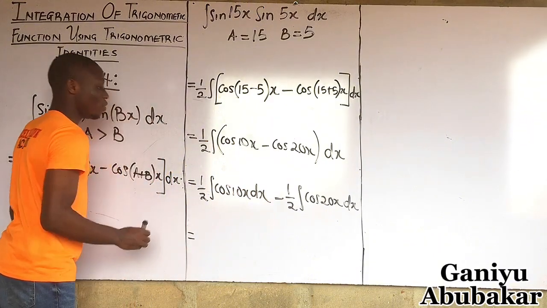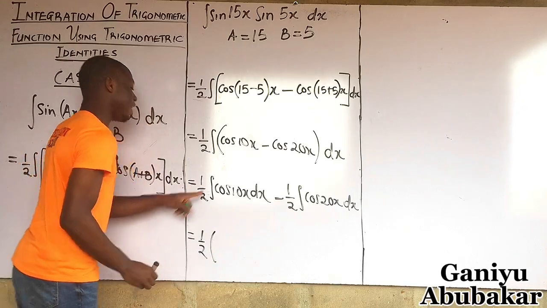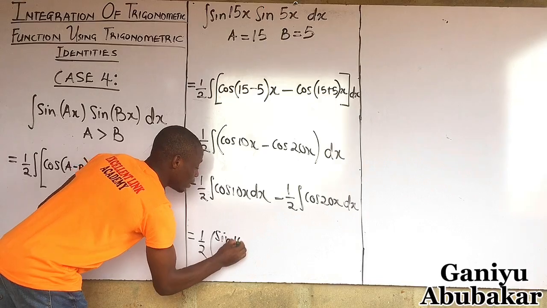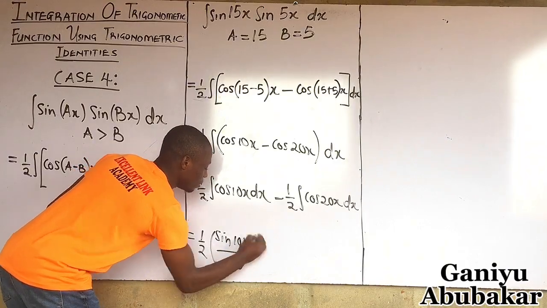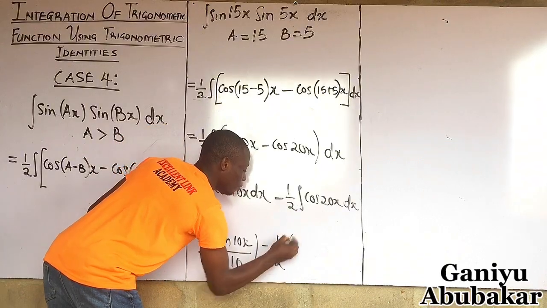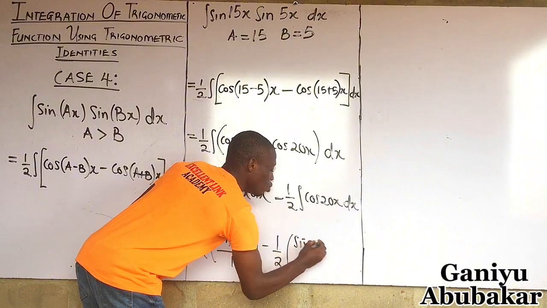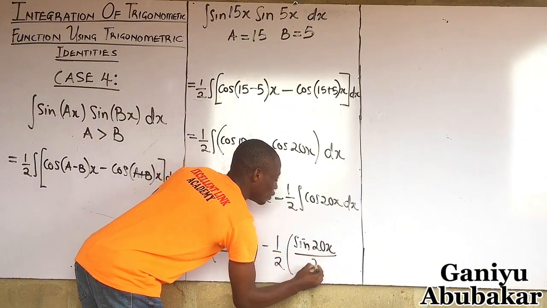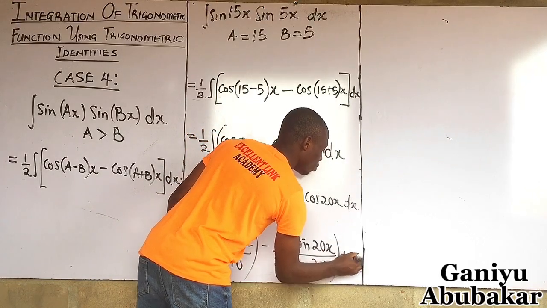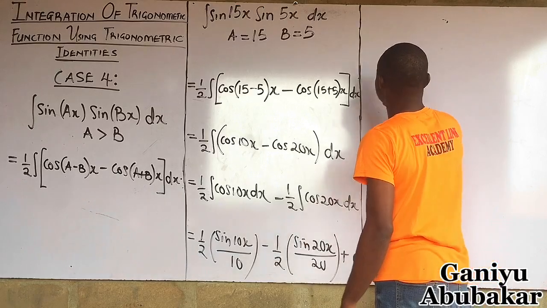At this point, what do I get? I'll pick out this half, times, if I integrate cos 10x, I'll have sine 10x all over 10, minus half times, if I integrate cos 20x, I'll have sine 20x all over 20, plus c. This plus c we call the constant of integration. At this point, let's get the final answer.